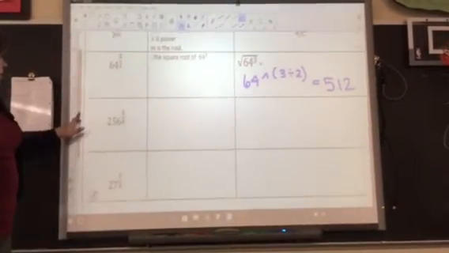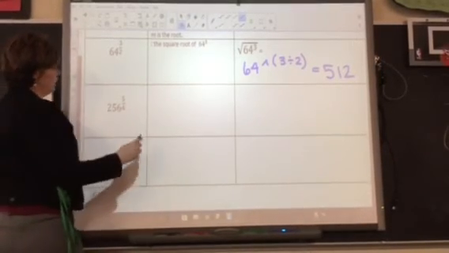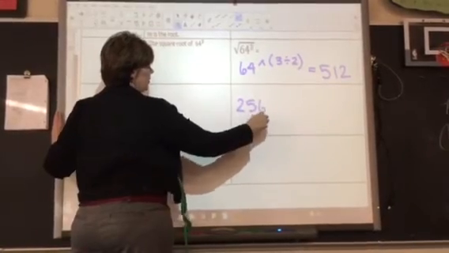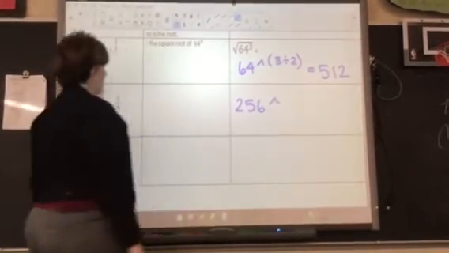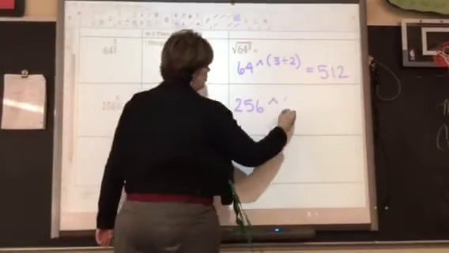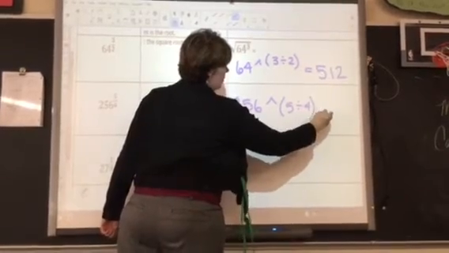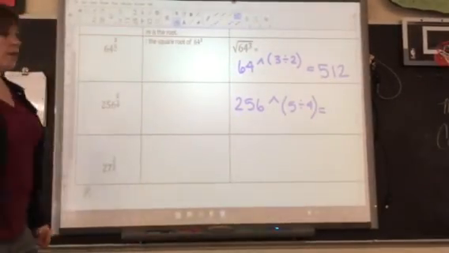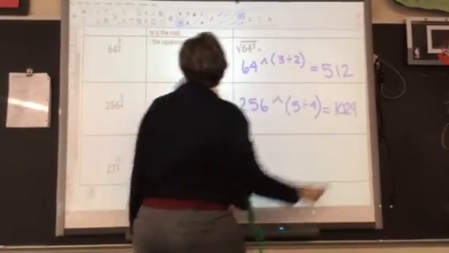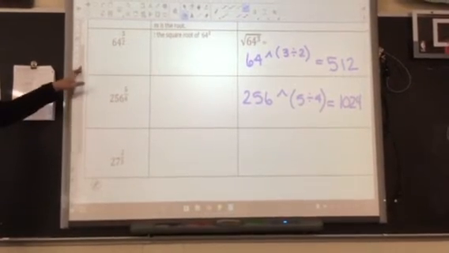Okay. What's this going to look like in a calculator? What buttons am I going to push? 256, caret function, parentheses, 5 divided by 4. And what'd you get, Jackson? 1024. Is someone confirming that? Is he good? That's what I got.